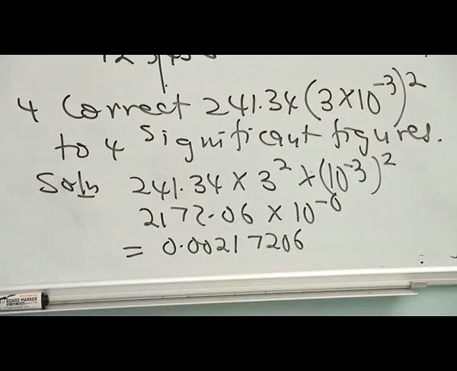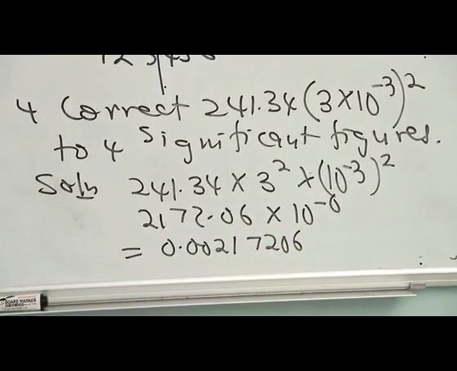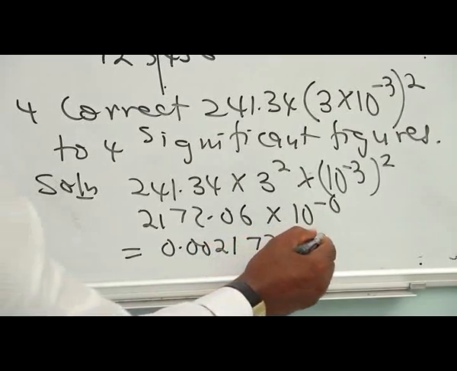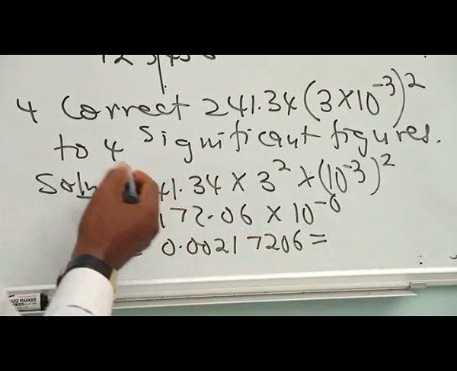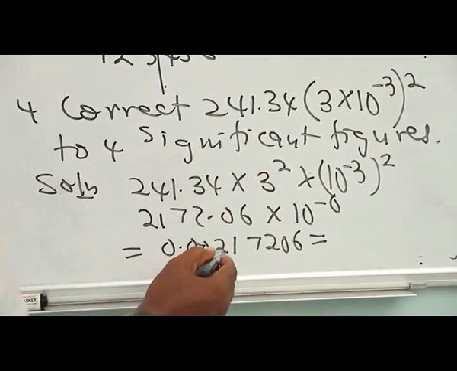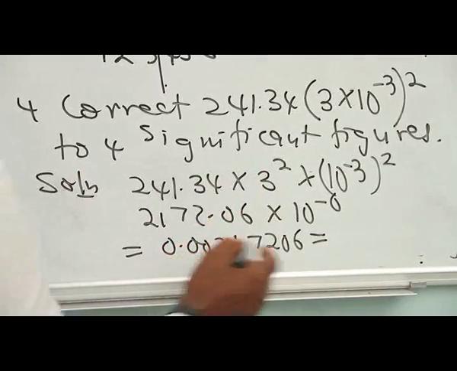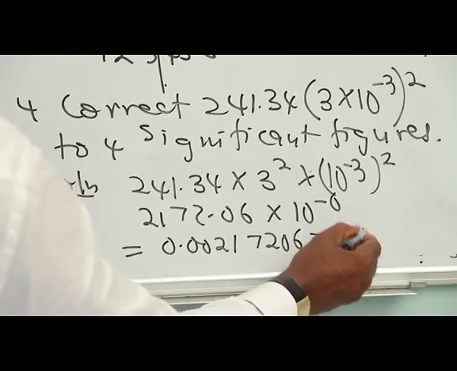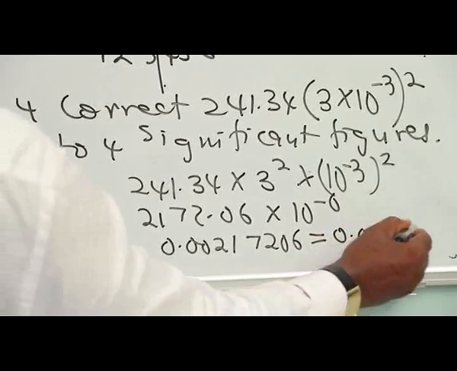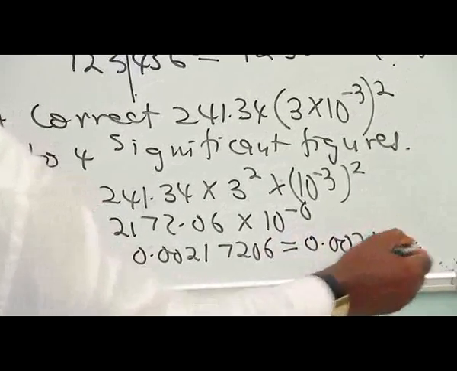And the result will be equal to 0.00217206. And of course, we can correct this to how many significant figures? 4. So we'll go ahead and correct this to 4 significant figures. 1, 2, 3, 4. So we have 0.002172. And this is the solution to the problem.